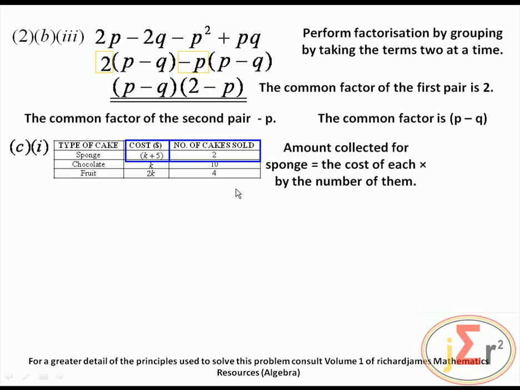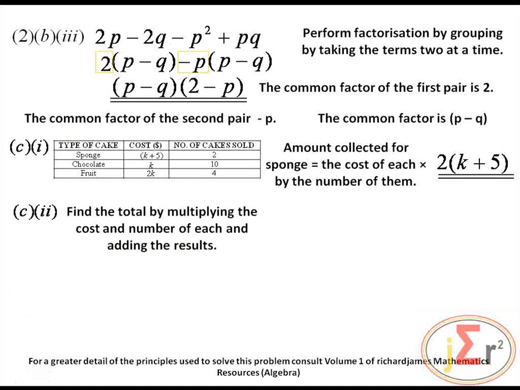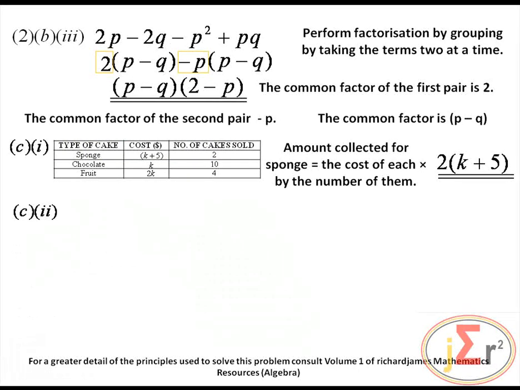So we have how many of them? 2, and we have k plus 5 is the cost. So there we have it: 2 multiplied by k plus 5. Right, that is just to see if we are able to get a little start in answering the other part of the problem, which says we need to write an expression in terms of k for the total amount of money collected. So for the total amount of money collected, what do we know?